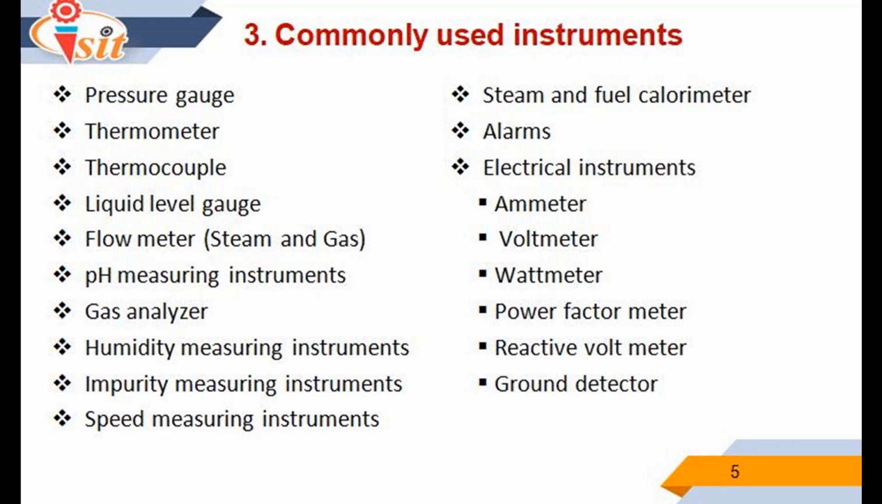Humidity is mainly divided into 2-3 types: relative humidity, absolute humidity, and specific humidity. Next one is impurity measuring instruments, meaning impurity in water. Next one is speed measuring instruments, meaning speedometers normally used in day-to-day life. Next one is steam calorimeters or fuel calorimeters.